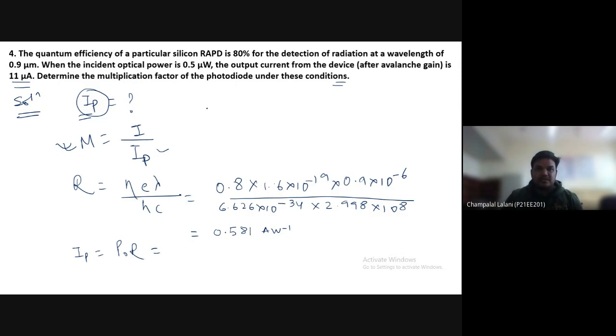The input power is given in the question as 0.5 microwatt, and R, which we have calculated here, is 0.581. If you solve this, you will get 0.291 microampere.